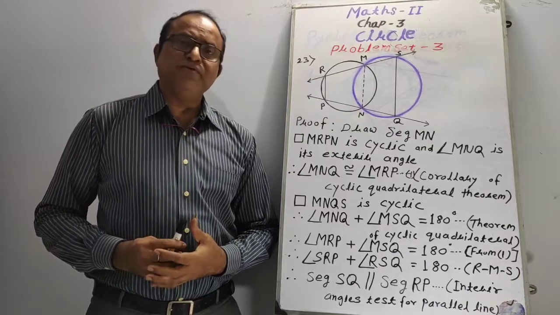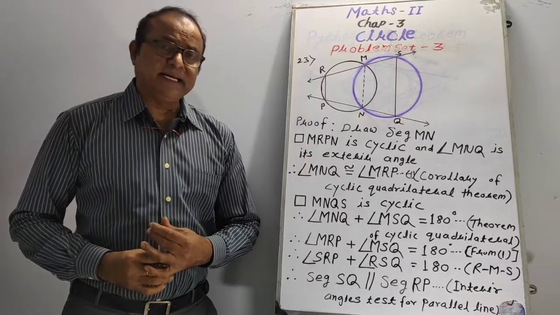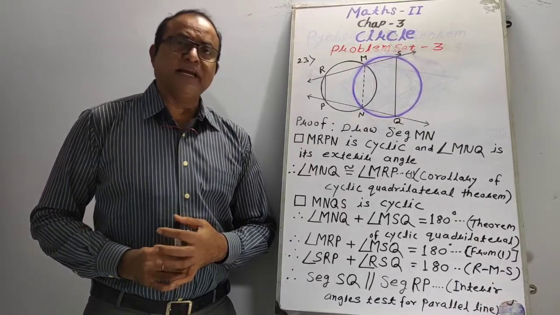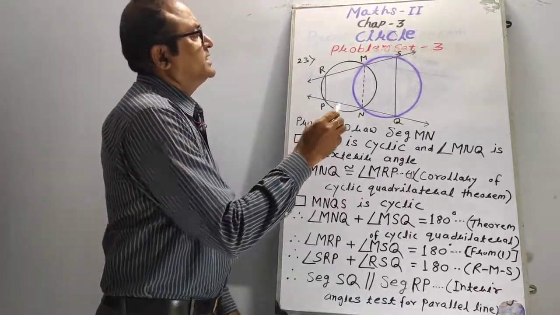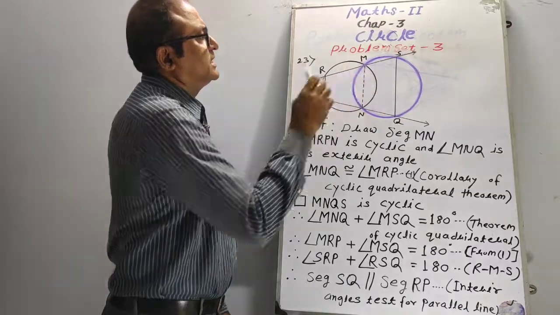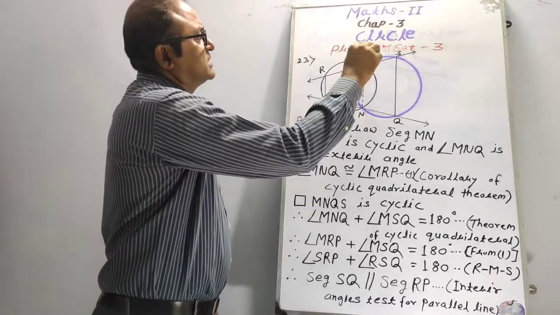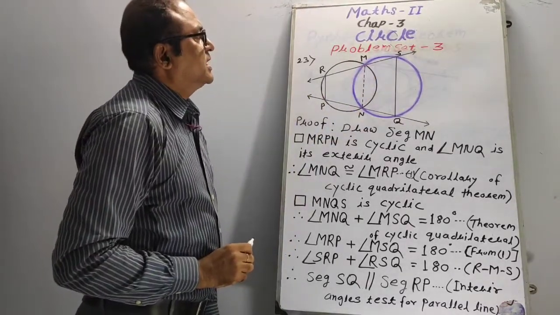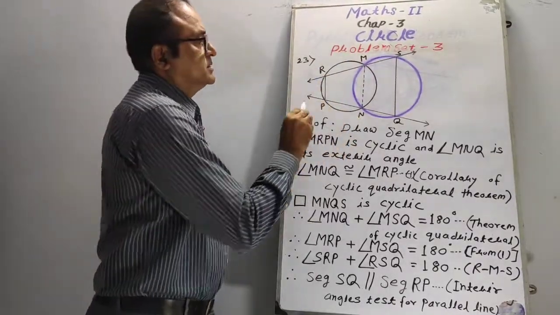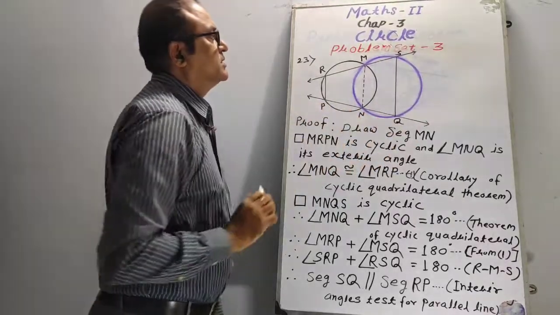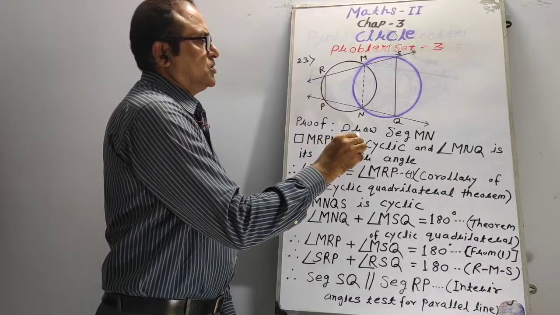In this example, we have to prove that seg SQ is parallel to seg RP, which can be proved with the help of the given figure. First see the figure. In this figure, the two circles intersect at points M and N. First draw seg MN, and second, the secants drawn through points M and N. These two secants are RS and PQ. Let's see. Draw seg MN.